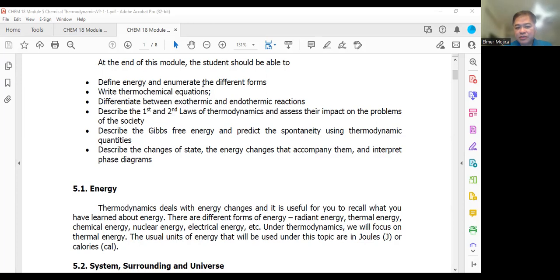You have to differentiate exothermic and endothermic, and then describe the first and second law of thermodynamics and assess their impacts on the problem, then describe the Gibbs free energy and predict spontaneity using thermodynamic quantities, and then describe the change of state, the energy changes that accompany them, and interpret phase diagram.